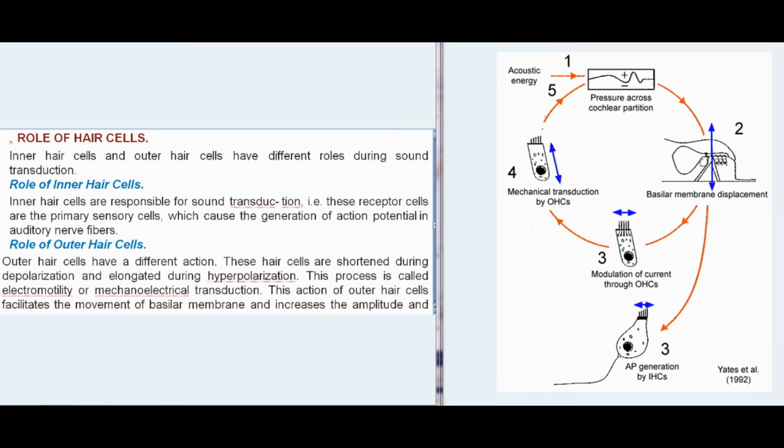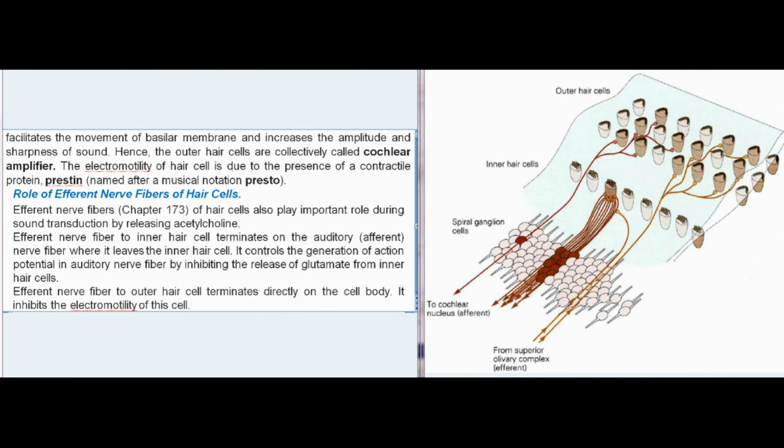Role of outer hair cells. Outer hair cells have a different action. These hair cells are shortened during depolarization and elongated during hyperpolarization. This process is called electromotility or mechanoelectrical transduction. This action of outer hair cells facilitates the movement of basilar membrane and increases the amplitude and sharpness of sound. Hence, the outer hair cells are collectively called cochlear amplifier.